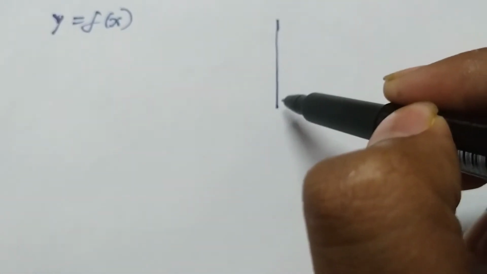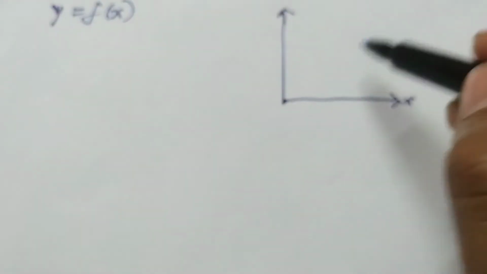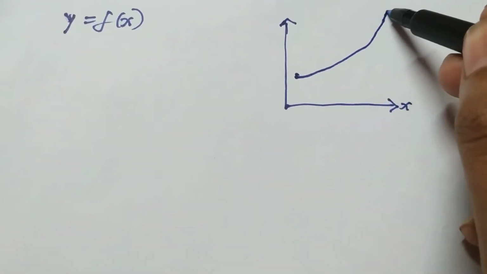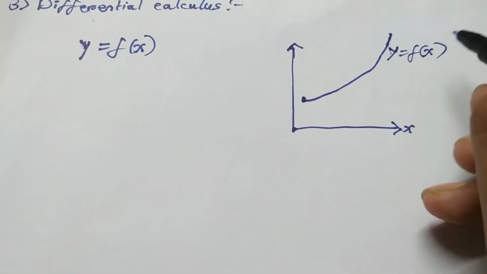So what is differentiation? First we may take a function y equal to f of x. This is a function. This is a curve y equal to f of x, which can be drawn on the graph. So this is the x-axis, this is the y-axis, and we draw an arbitrary curve like this. This is y equal to f(x). Suppose this is an arbitrary curve.